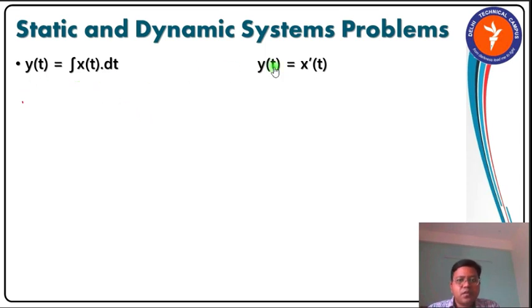Over here we have two more systems. Let us discuss the first system, this one. We have y of t equal to the integration of x of t dt. That is, the output is equal to the integration of the input. But as we can see, there is no time shifting or time scaling in the input. So from that result we can conclude that the system is static. But one thing we should note is that there is a presence of an integration sign. So let us first see what integration is.